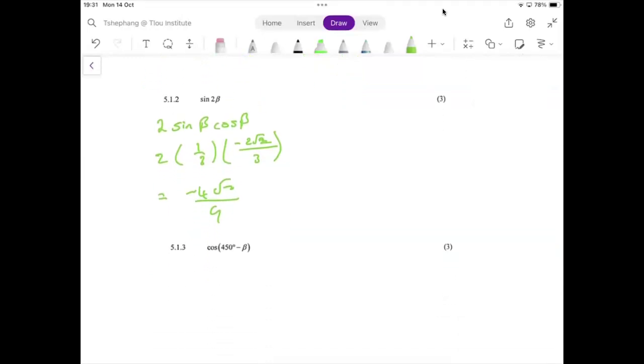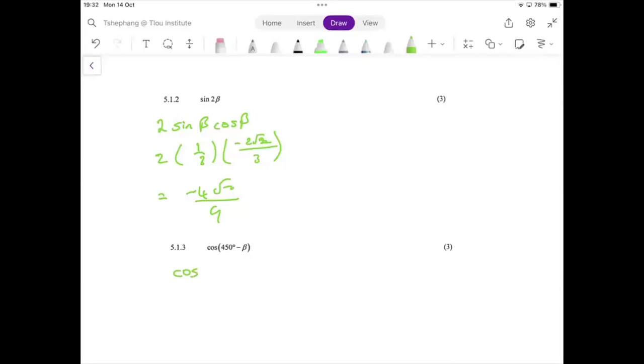Now, next question. Cos of 450 degrees minus beta. Okay, so what do we do with angles that are greater than 360? We have to make them smaller. So cos of, yes, dear.